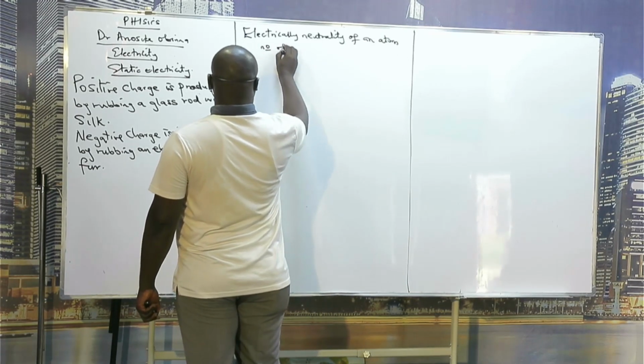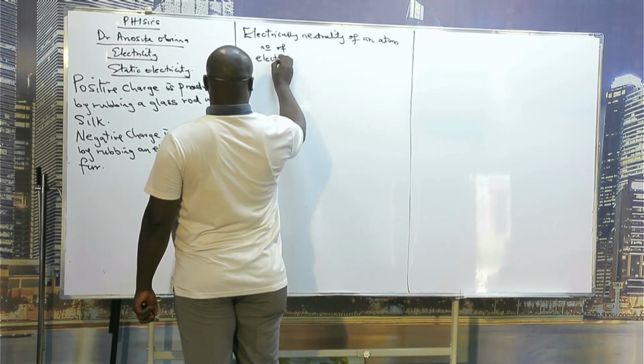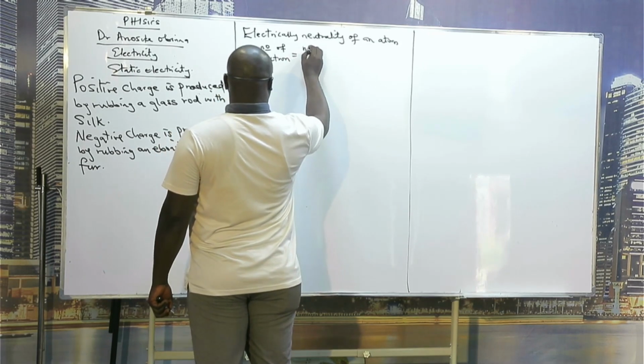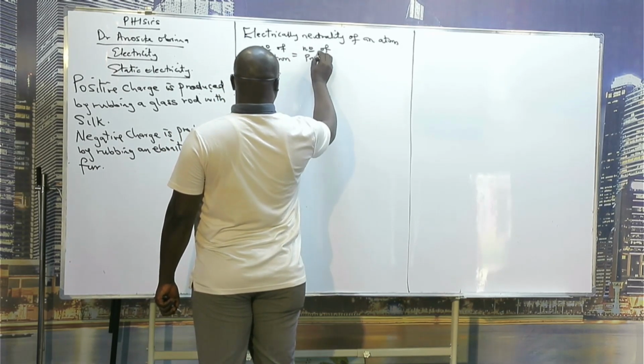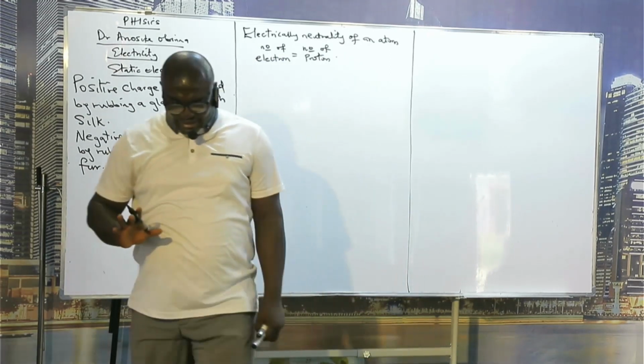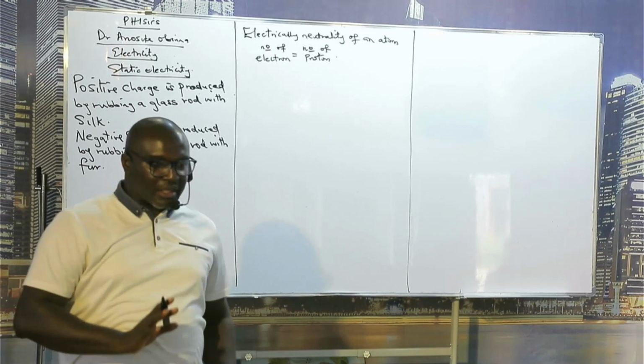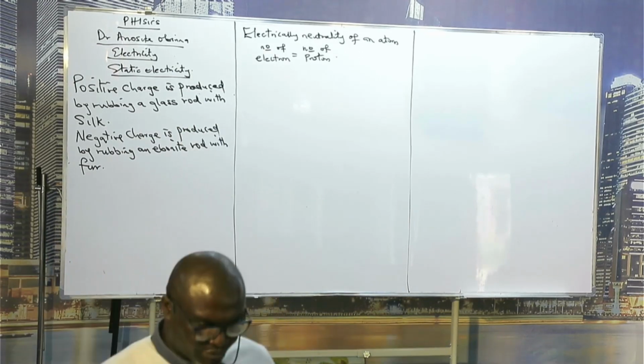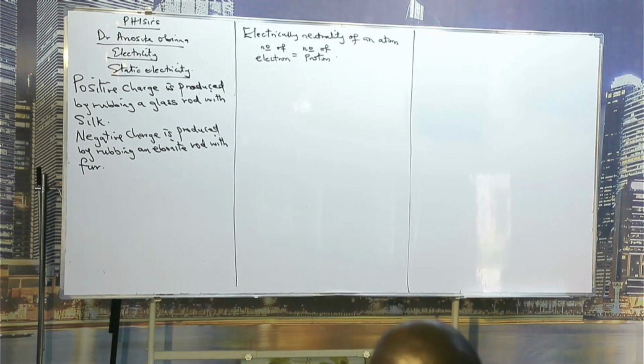Means that the number of electrons is equal to the number of protons. We say that an atom is electrically neutral. It does not have any charge. You have the sodium atom, magnesium atom, zinc atom. All these atoms do not contain any charge.